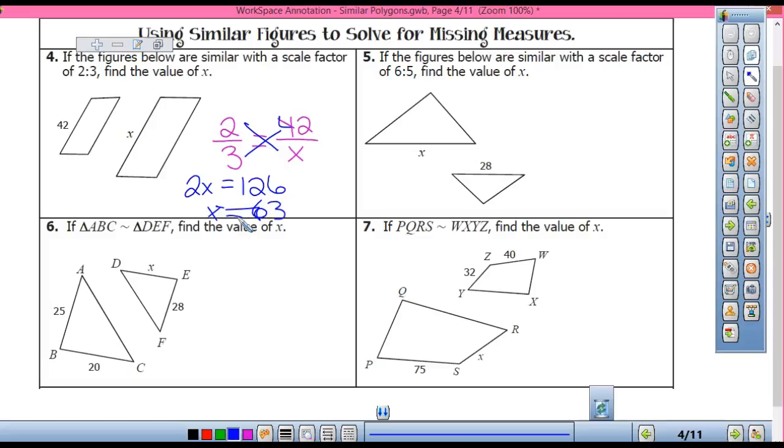Okay. So number 5, what's my scale factor? 6 to 5 equals, okay, why x over 28, not 28 over x? Because x is going to be with the bigger triangle, yep. So 6 times 28 gives me 168 equals 5x. X equals 33.6. All right, so notice how you'll get a few decimals.